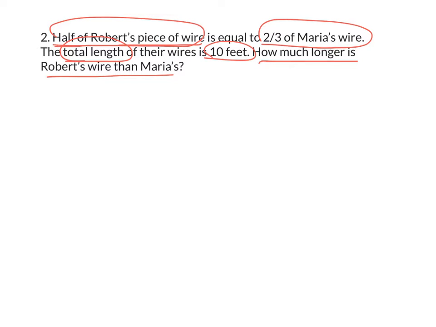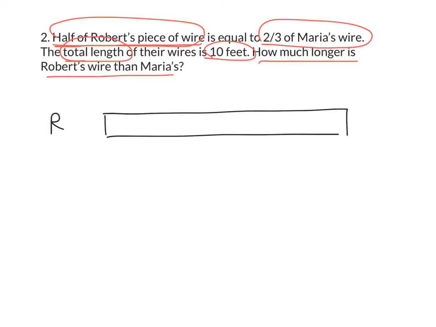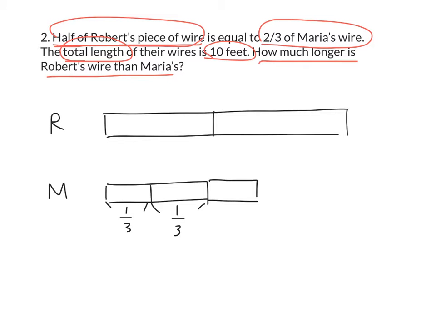So let's first draw Robert's wire. We'll use an R to show that it's Robert's. Here's Robert's wire. We don't really know how long it is right now, but we'll just draw a piece of tape. And then we know Maria has wire too. What does it tell us about Maria's wire compared to Robert's? Well, half of Robert's wire, so this would be half of Robert's wire. Do you agree? Is that all of Maria's wire? No, it's 2/3 of Maria's wire. So I'd have to split this and show that this is 1/3, and this is 1/3, right? And how would I have to add to make Maria's wire whole? Another 1/3. Very good.